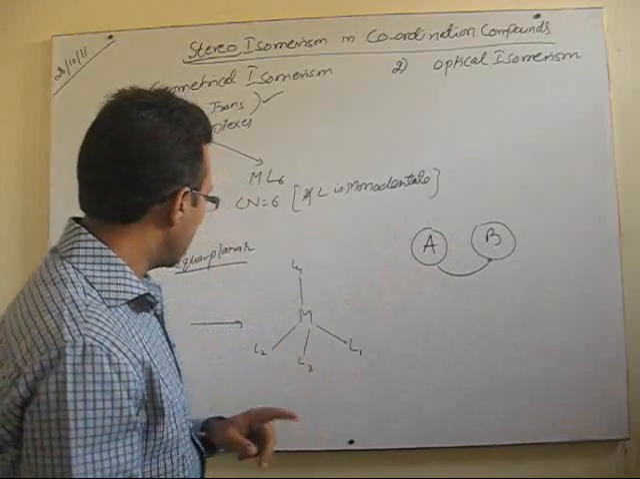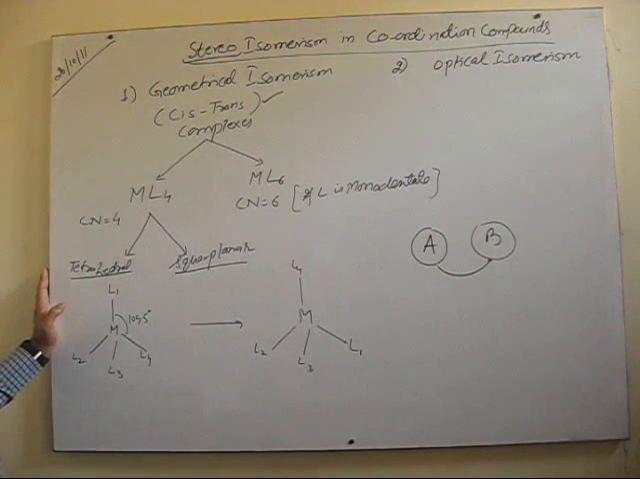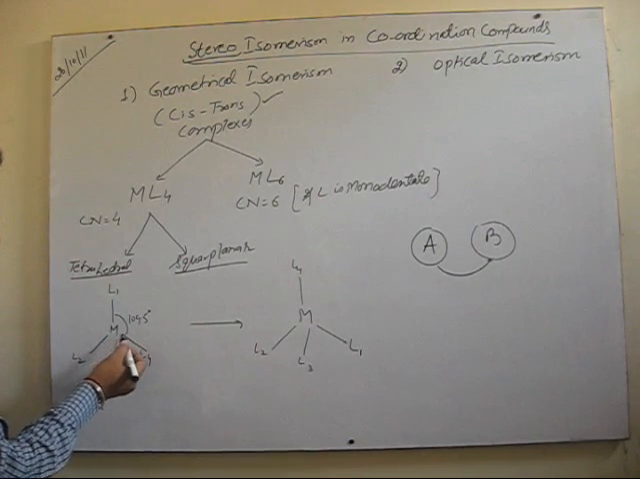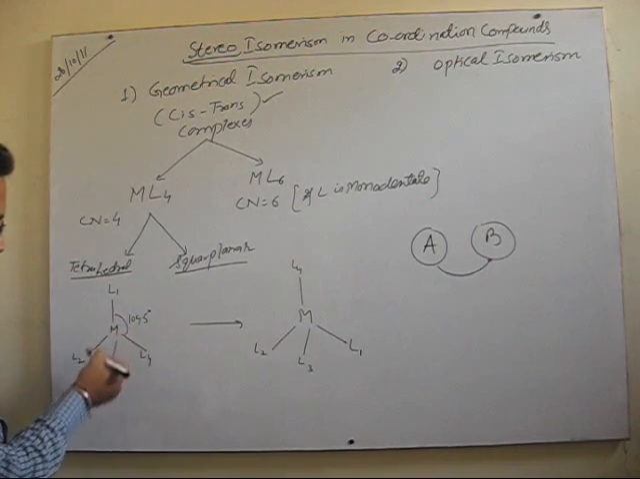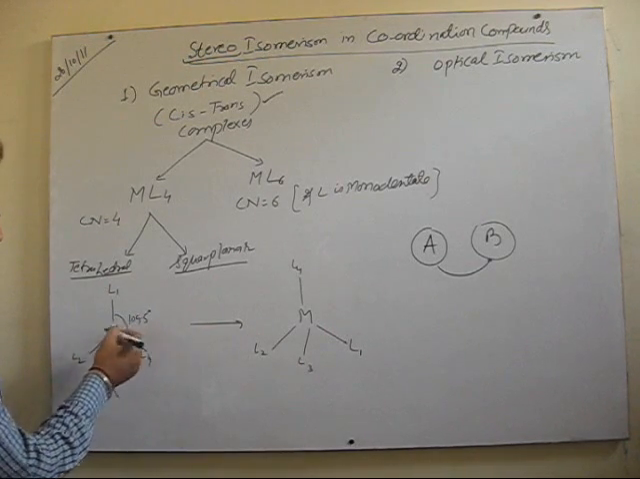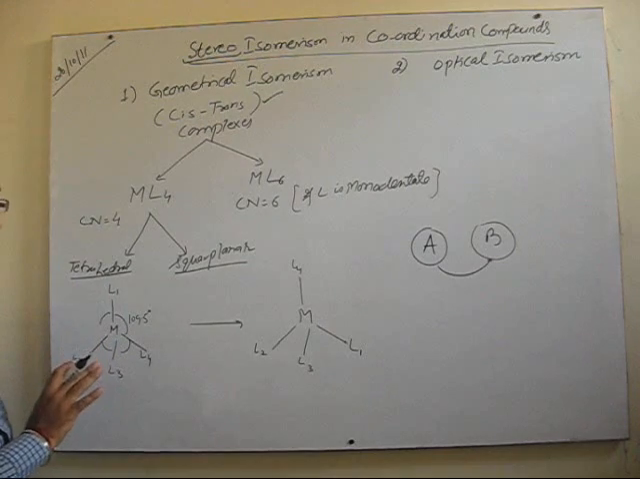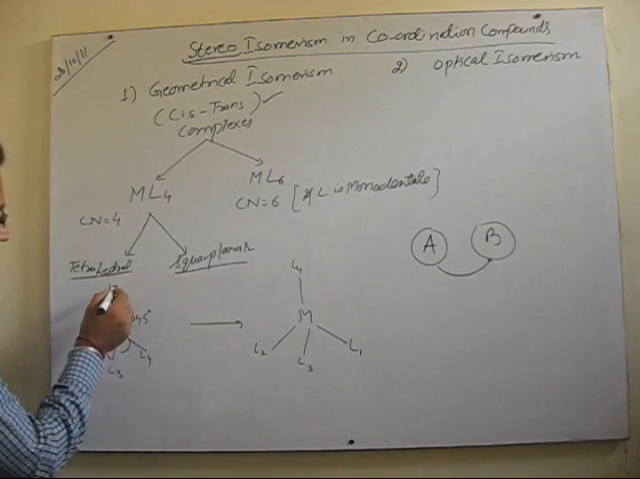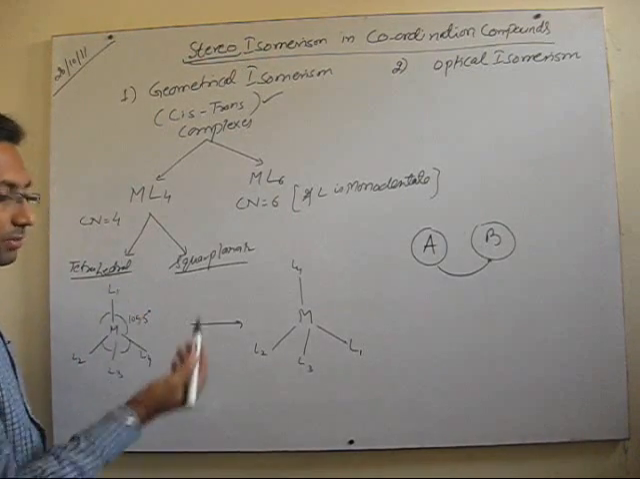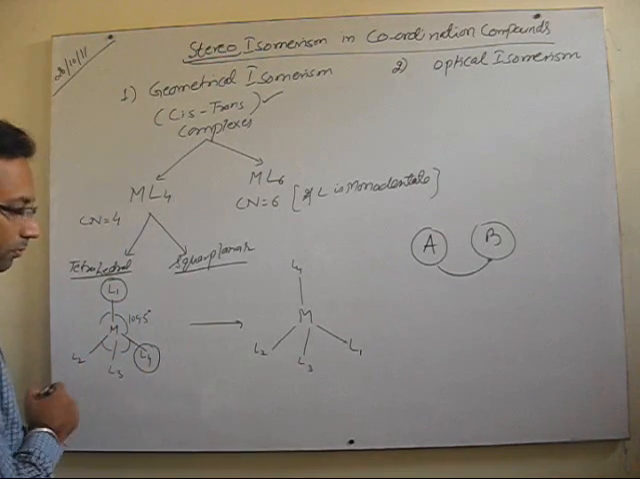Fine. Now let's take the case of tetrahedral complexes and see whether geometrical isomerism is possible or not. This is an ML4 type complex. I have taken all four ligands as different: L1, L2, L3 and L4. We know that in a tetrahedral complex all the bond angles are 109.5, which means it's a highly symmetrical structure. Clear? Now let me see whether changing the position of one of the ligands will create something new in space or not. I have changed the position of L1 with L4.